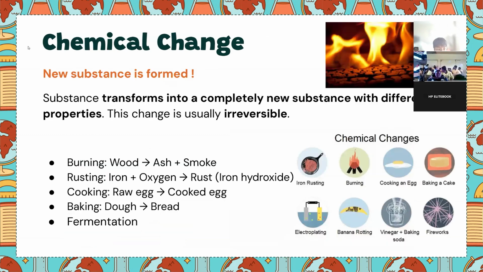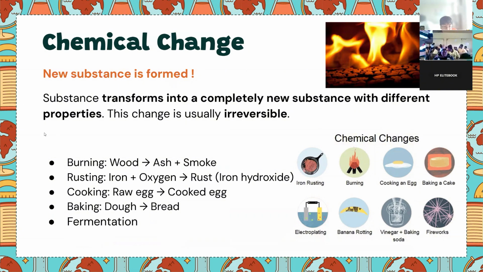But there's also chemical change, where new substance is formed. A substance transforms into a completely new substance with different properties, and this change is usually irreversible. And irreversible means not able to go back.